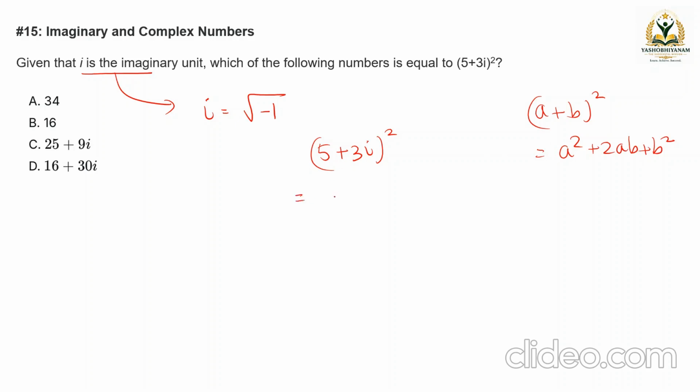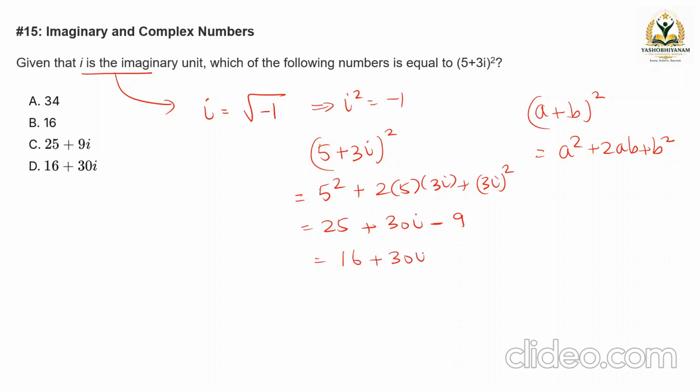So (a plus b) the whole squared would be 5 squared plus 2 times 5 times 3i plus (3i) the whole squared. That would give me 25 plus 30i minus 9, because 3 squared times i squared is minus 9, since i is the square root of -1 and i squared is -1. This has to be 16 plus 30i. This has to be option D.